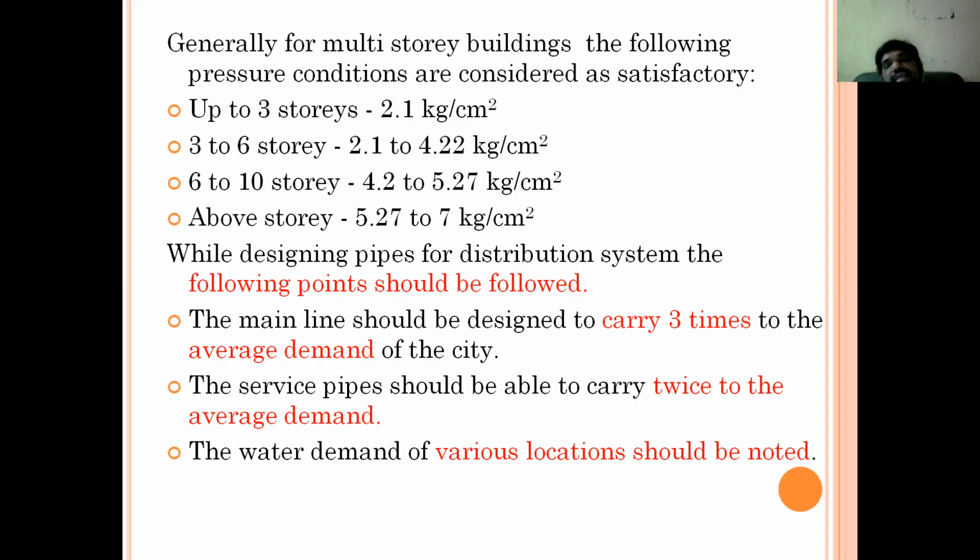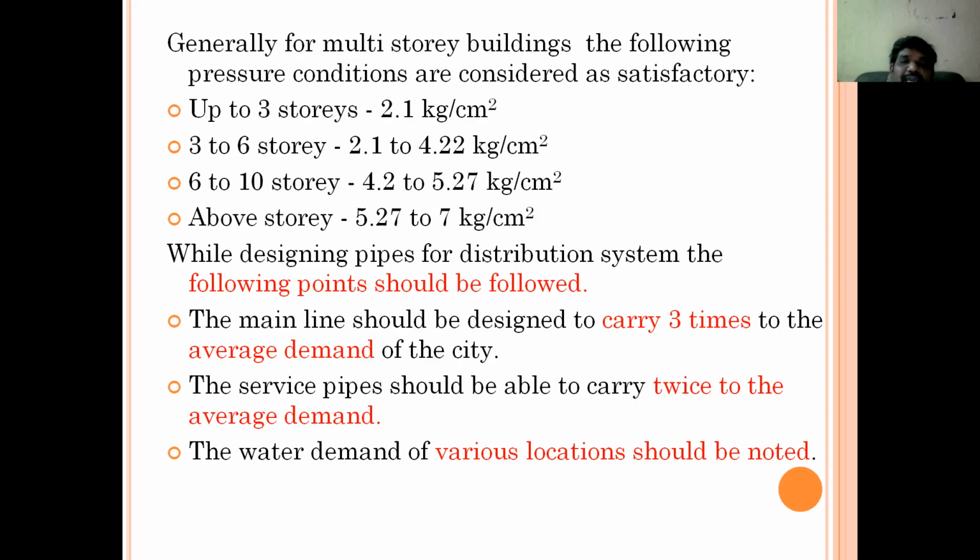Up to 3 stories, the pressure in the distribution system is 2.1 kg per centimeter square. If it is 3 to 6 stories, 2.1 to 4.2. And if the building is 6 to 10 stories, that is 4.2 to 5.27 kg per centimeter square. And above 10, normally the required pressure to be maintained is 5.27 to 7 kg per centimeter square.